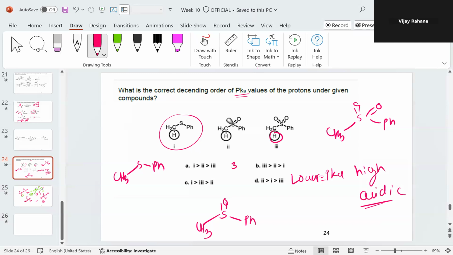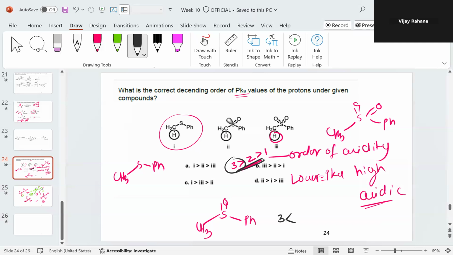Right, the order of acidity. I am saying order of acidity is 3, 2, 1. Order of acidity and pK value are directly proportional, sir? No, it will be opposite. 3 is the stronger acid. Therefore, the pK value for 3 is lower than 2. Yes, so it will be opposite.